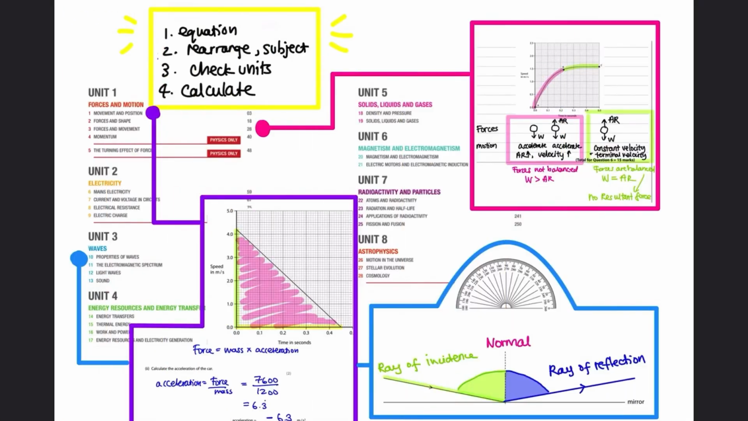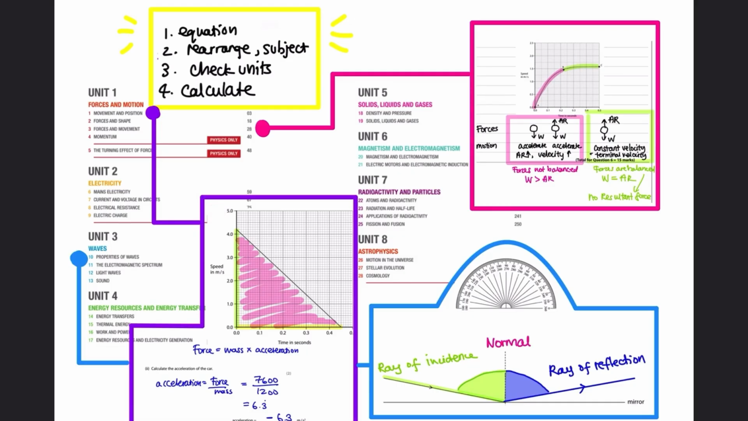Main points from this video: yellow box. This is such an important box. I even made it glow. Do you see that? These are the 4 steps you take when you do calculation questions. Don't forget points 2 and 3. A lot of my students forget to rearrange and check units, and then their calculation is wrong, or they don't get the method marks. So 1, 2, 3, 4 in that order.